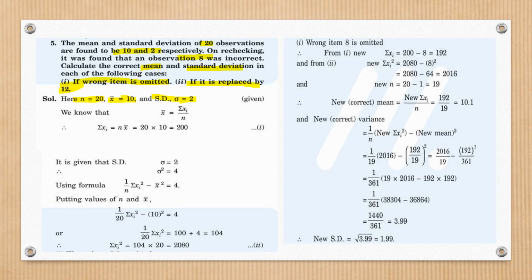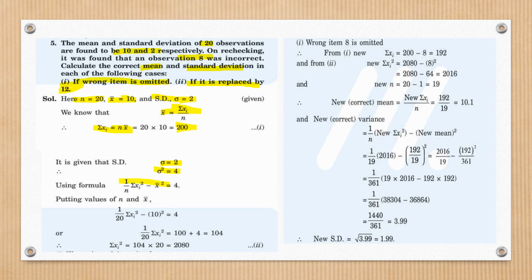Firstly, the basic fundamental is that I have to correct my sum of terms, xi, and also the sum of squares of terms. Then I will frame my correct mean and standard deviation. So x bar is summation xi upon n, so my summation xi is n times x bar, which is 200. This 200 includes your wrong observation 8. The given standard deviation is 2, that is, variance is 4.